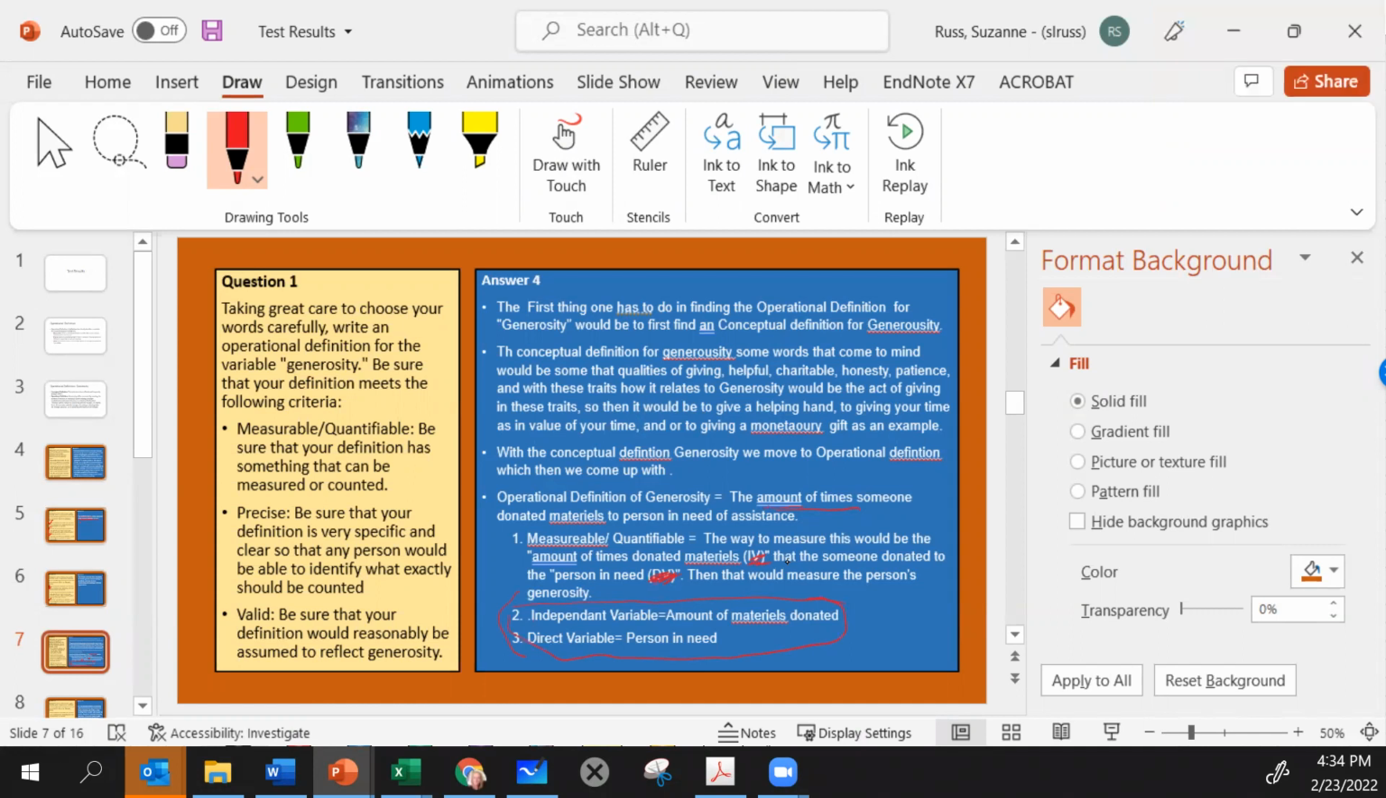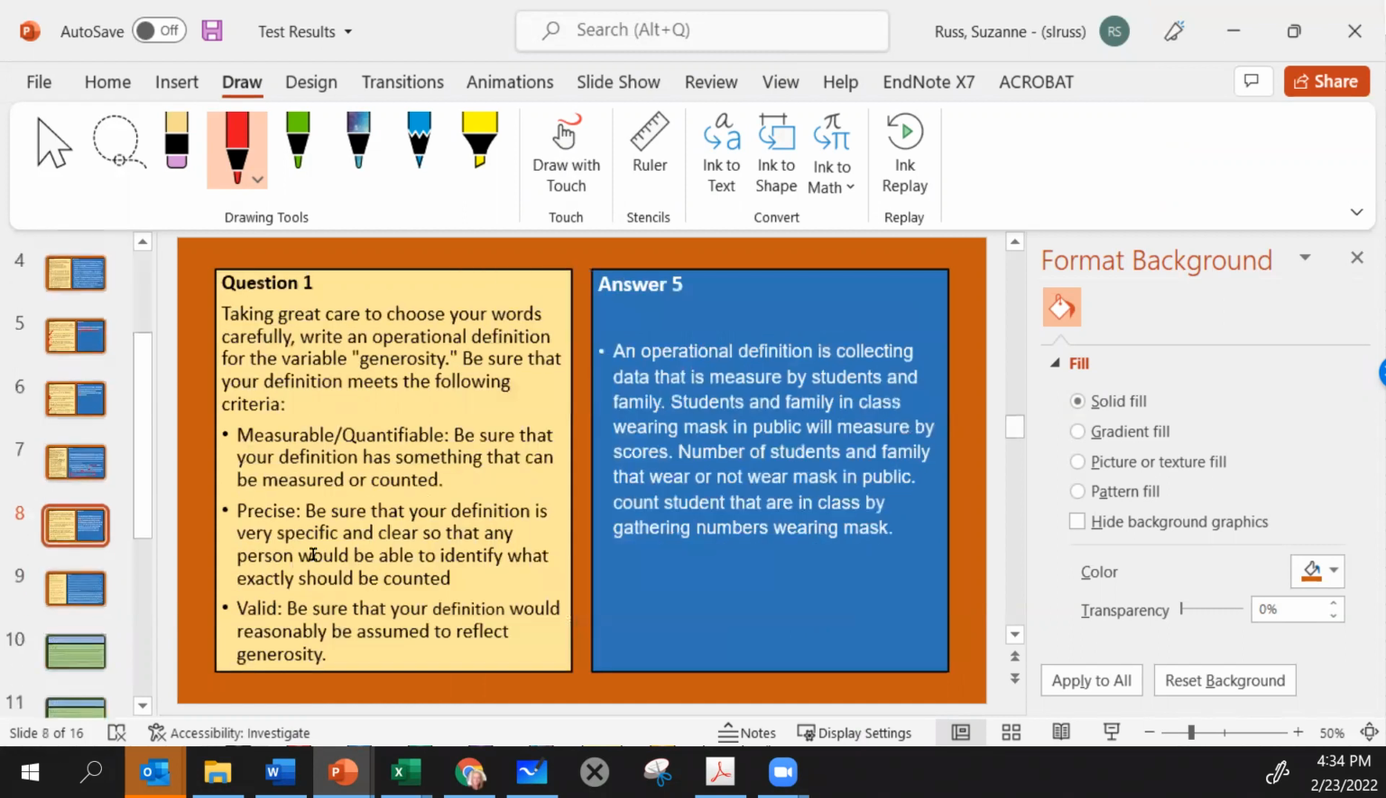Go on to the next one. This is the last one. Actually, there's one more, but we'll skip it for now. An operational definition is collecting data that is measured by students and family. Students and family in class wearing masks in public will measure by scores. Number of students and family that wear or not wear masks in public, count students that are in class by gathering numbers wearing mask.